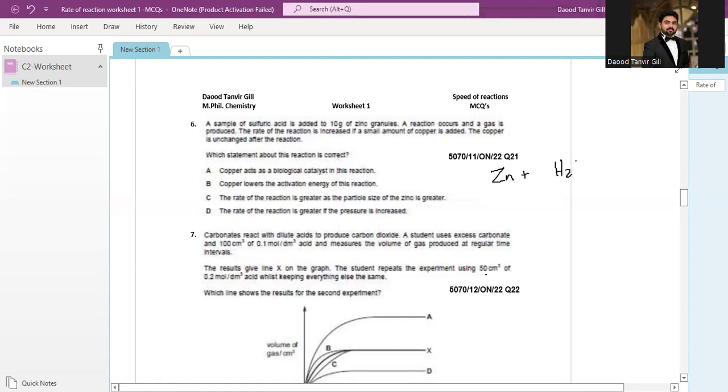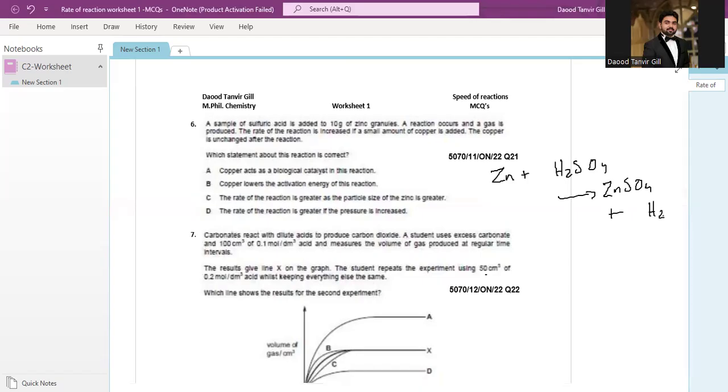Sulfuric acid plus zinc gives zinc sulfate and hydrogen gas. So he's talking about hydrogen gas. The other thing is that he has added a small amount of copper, and copper is unchanged. So copper is basically acting as a catalyst in this case.